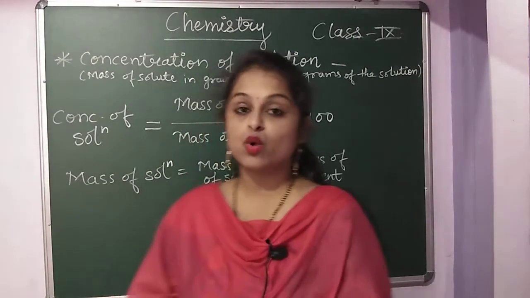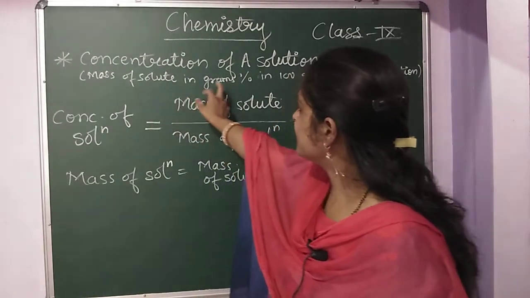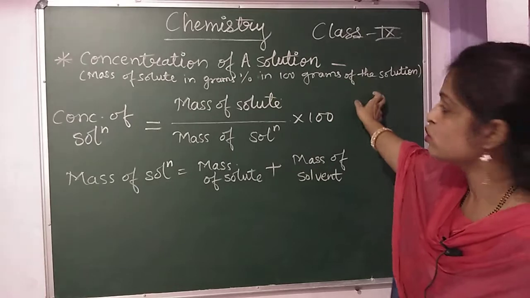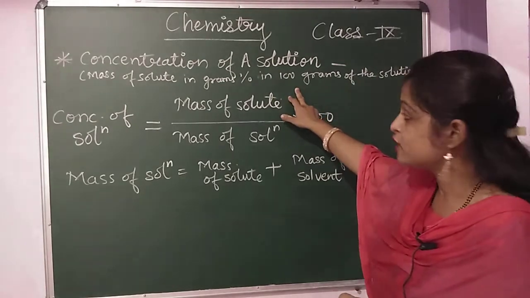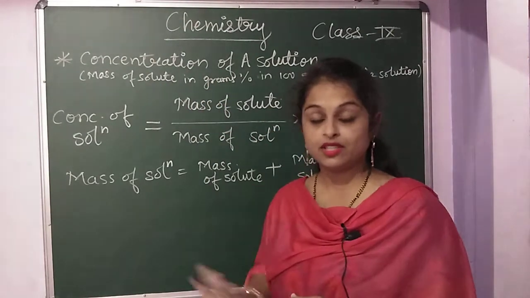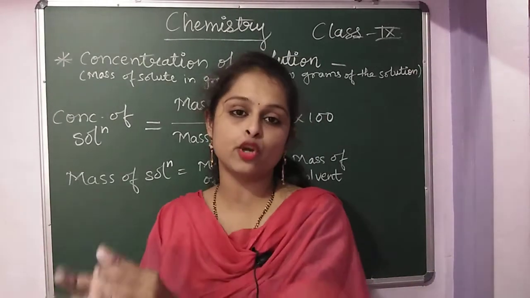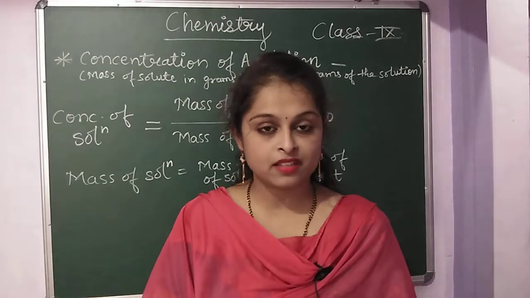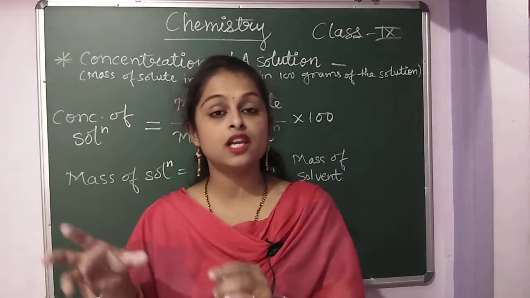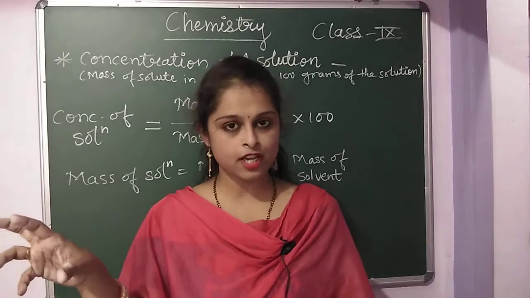Clear? What is the definition of the concentration of a solution? Mass of a solute in grams per 100 grams of the solution. That means the solution is taken as 100 grams, and its percentage is the mass of the solute. The example we are going to study is the relation between a solid solute and a liquid solvent. Our solute is solid, and we are dissolving it in liquid. So solid in liquid gives a solution. Understood?